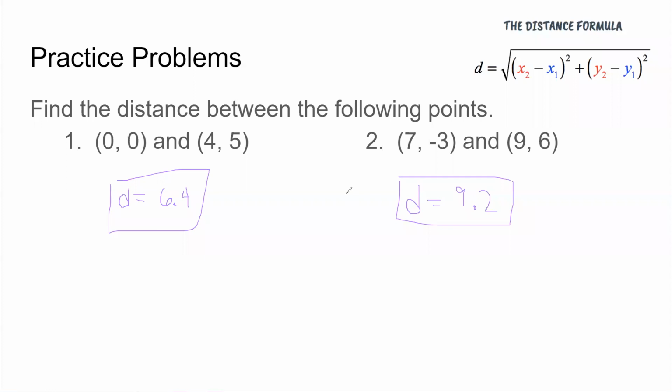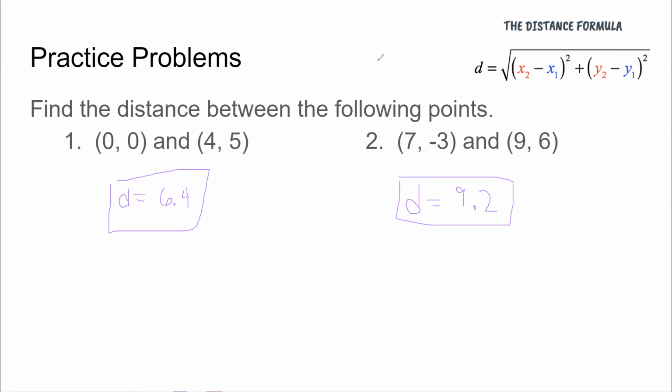And these are your two answers for the practice problems. So for practice problem 1, you should have gotten 6.4. And for practice problem 2, you should have gotten 9.2. If you have any questions over these practice problems, please send me an email. We'll talk about it and figure it out together.